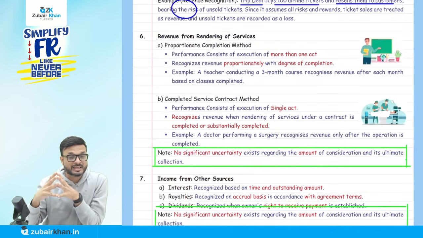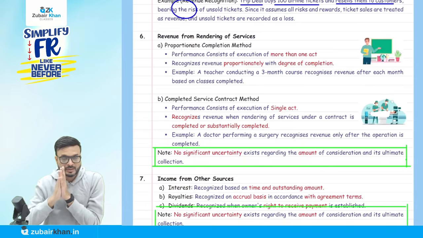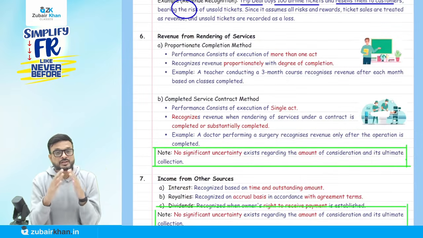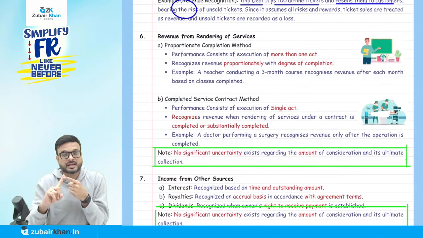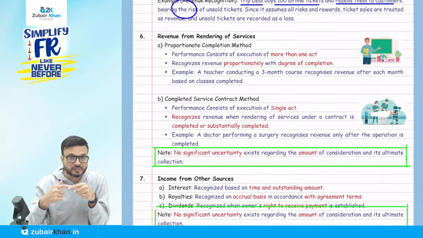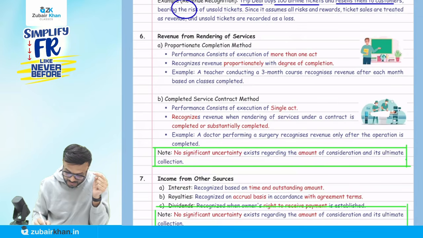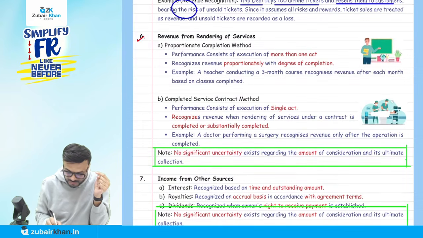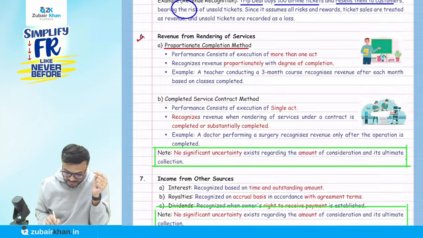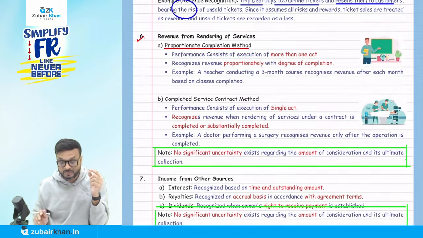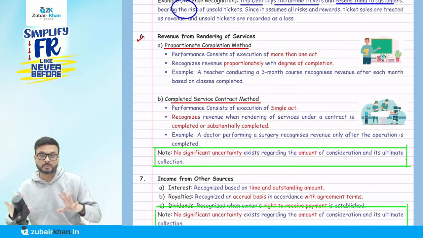So how in case of a service are we going to recognize the revenue? Now listen carefully. Revenue is divided into two categories. The first category is the proportionate completion method. And the second is the completed service contract method. Now understand the difference between both of them.